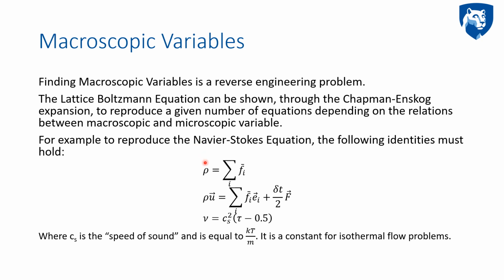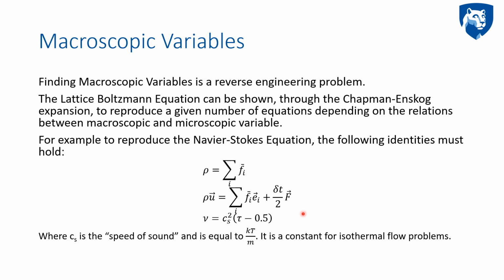The rho must be equal to the summation of the distribution function at each linkage in a lattice. The rho into the macroscopic velocity of the bulk fluid should be equal to the summation of the distribution function into the microscopic velocity plus del T over 2 into the forcing term, and the viscosity of the fluid should be equal to the speed of sound squared into tau, which is the relaxation time, minus 0.5. So what I mean by a reverse engineering problem is, if you want to reproduce the Navier-Stokes, you'll have to use these identities in the Lattice-Boltzmann method, and that will give you the Navier-Stokes equation.